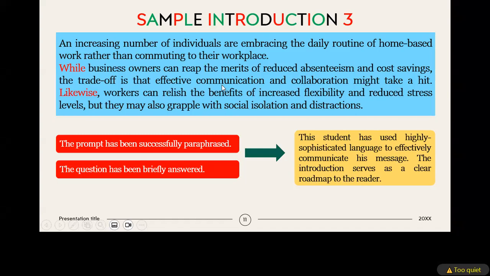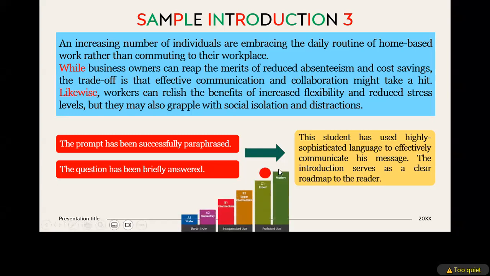Now, this one here, you will be at the C1 and C2 level, but you will never get B1 or B2, because here you have used highly sophisticated language. Now, if I gauge this against the CEFR criteria, this student will be at C1 or C2 level. And I've seen some students who are begging the teacher on how to get to the C1 or the C2 level.